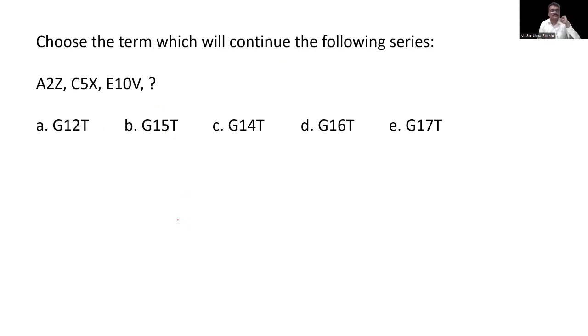Next one. A2Z, C5X, E10V. What is the next one? Okay. First letter, third letter, fifth letter, seventh letter. Z is the 26th letter, X is the 24th letter, V is the 22nd letter, and then the 20th letter. What is the 7th letter? That is equal to G. And what is the 20th letter? That is equal to T. All 4 options satisfy the condition.